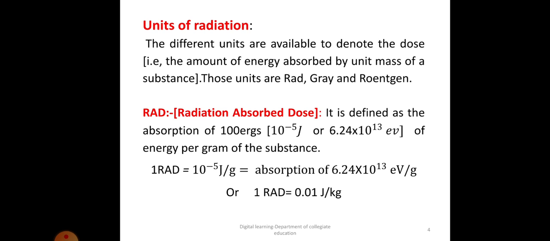1 rad is equal to 10 to the power of minus 5 joules per gram, that is equal to absorption of 6.24 into 10 to the power of 13 eV per gram, or 1 rad is equal to 0.01 joules per kg.